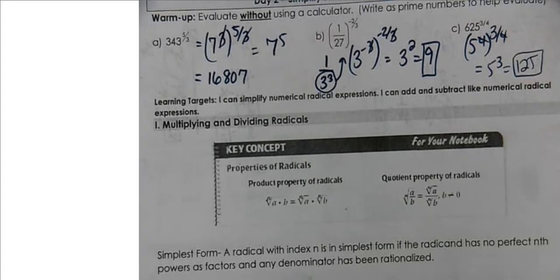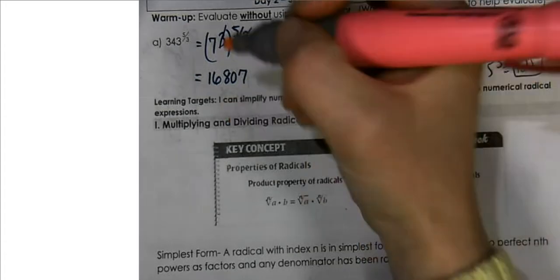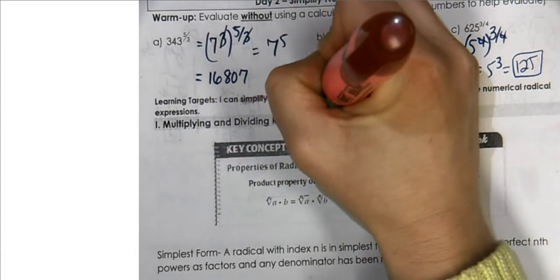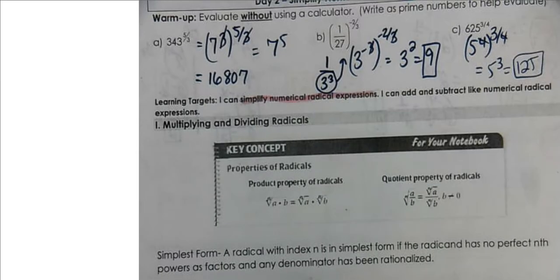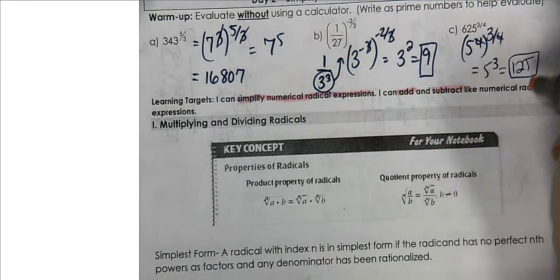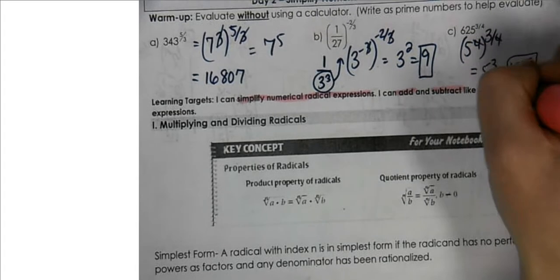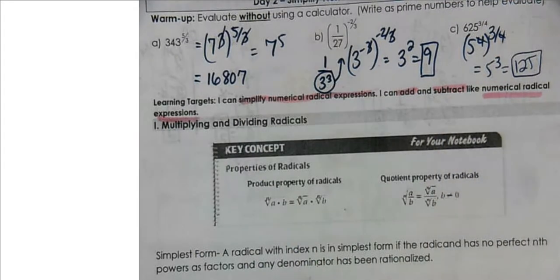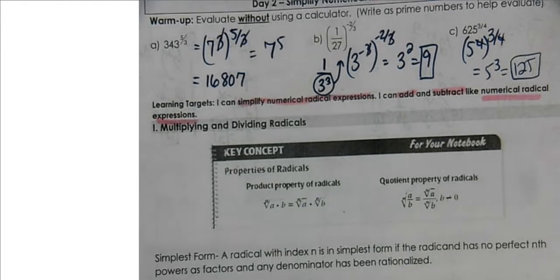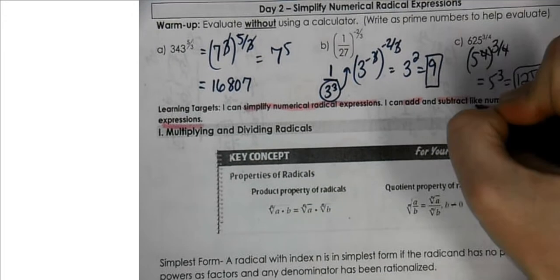Our learning targets for today's lesson are for you to be able to say, I can simplify numerical radical expressions, and I can add and subtract whether I have like or unlike numerical radical expressions as well. So we're going to be working with like as well as unlike.